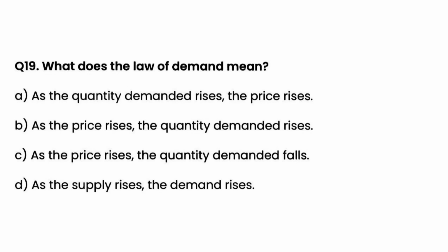In first option, it is mentioned that if quantity rises, price also rises, means directly proportional. Next, if price rise, quantity also rise, means directly proportional. And the last two options are inversely proportional. If price rise, quantity fall, and last one is directly proportional. As the supply rise, the demand also rise.